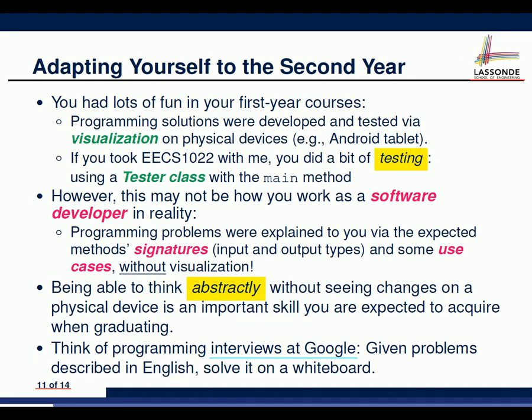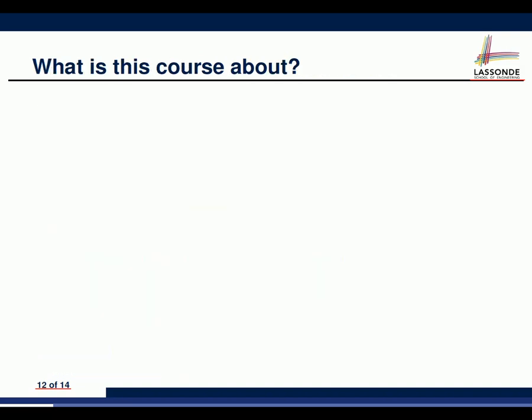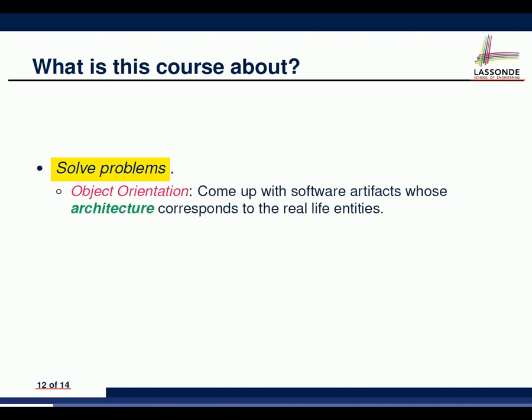Okay, good. Okay, what is this course about? Very briefly, we want to solve problems, of course, and now I make it very general. First of all, we want to use object orientation, which we covered quite a bit in 1022. We're going to review that in the first week, and I want you to pay attention to architecture over here.